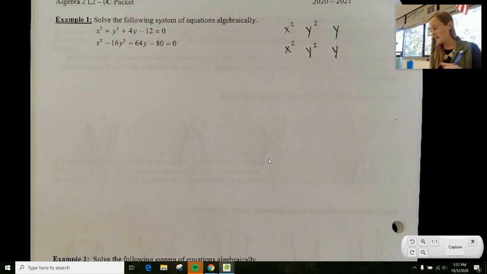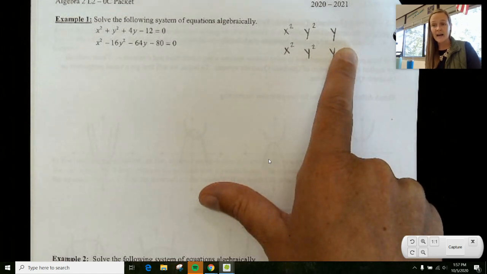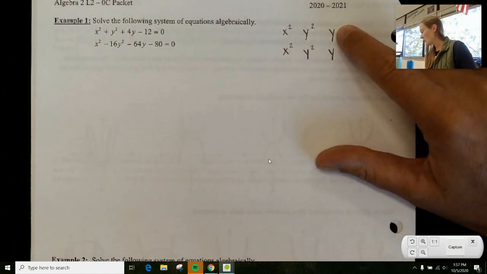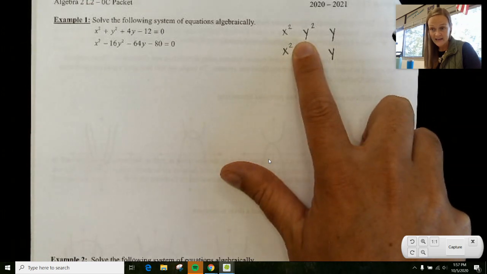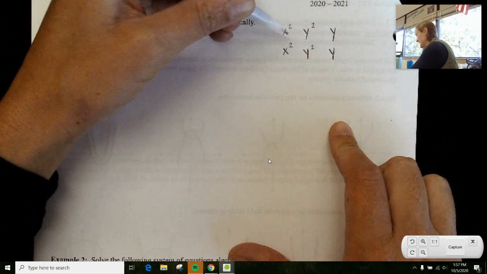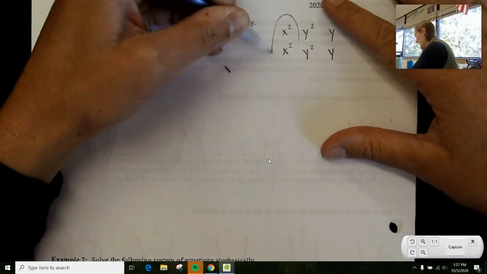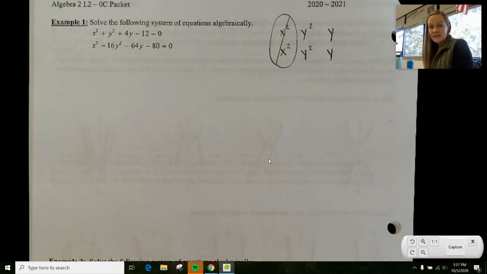So looking at this, I like to list out what my variables are on the side and look at what one section can I eliminate so that there's only one type of variable in there. So notice if I chose to eliminate the y's here, I would still have both x and y in my equation. So I need to get rid of these x's because then I'm only left with y's. So that's my only option.